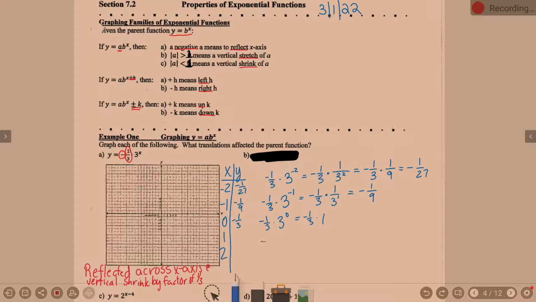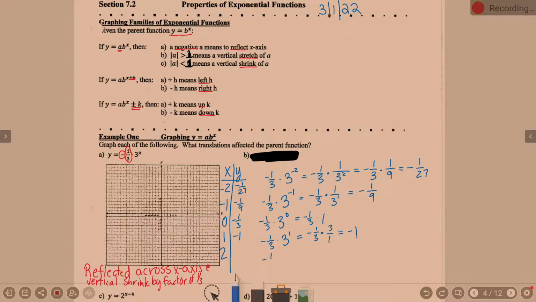Next one isn't that bad either. -1/3 times 3 to the first. Well, silly question. What's 3 to the first? 3. So what is -1/3 times 3? So 3 as a fraction is 3/1. What's a third of 3? -1? It's -3/3 if you want, but it becomes -1.